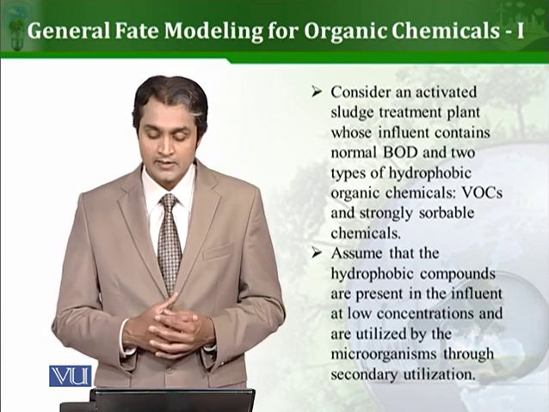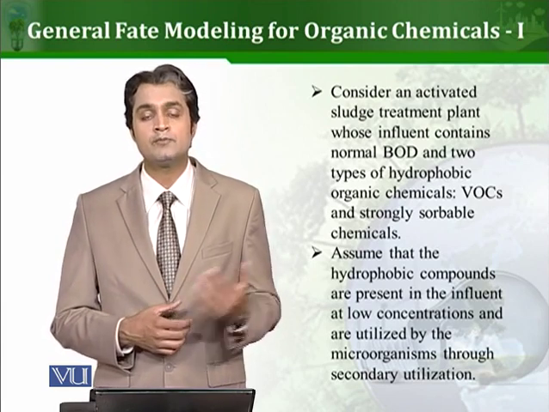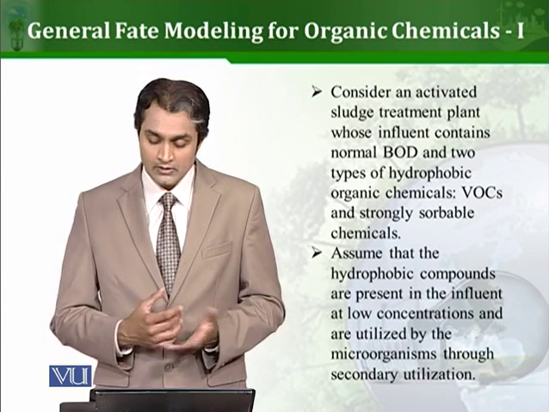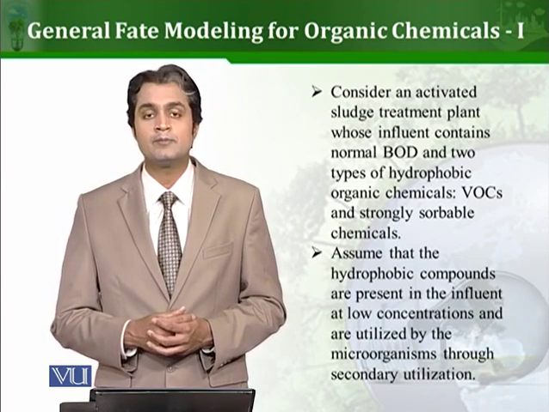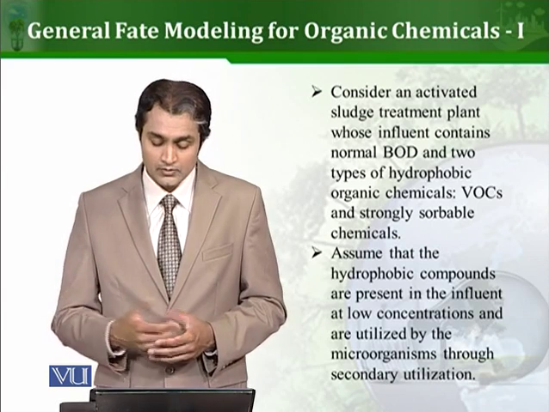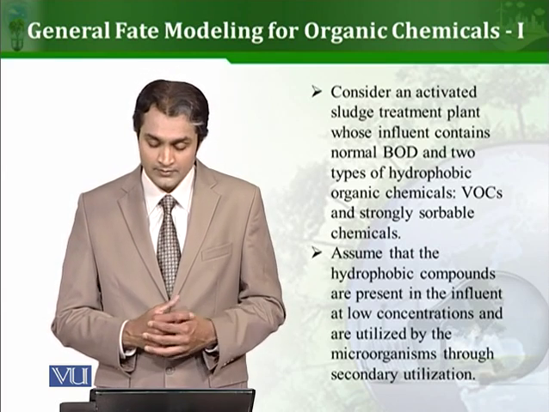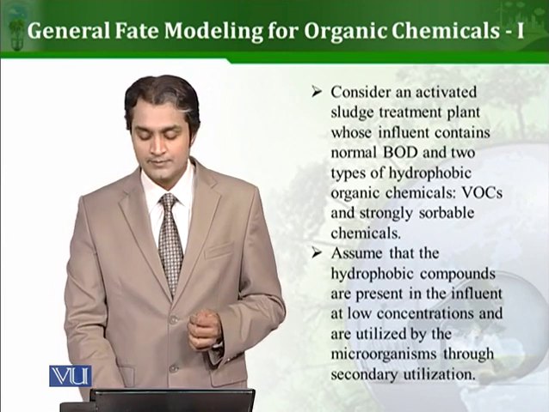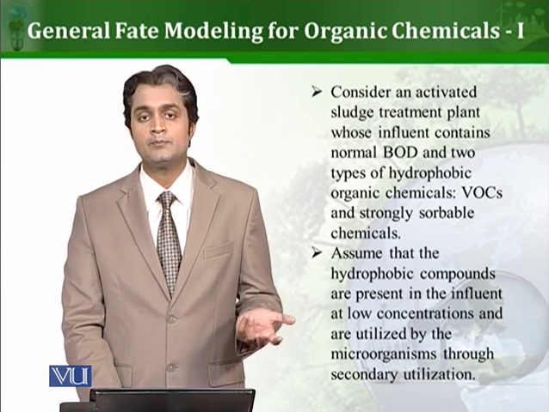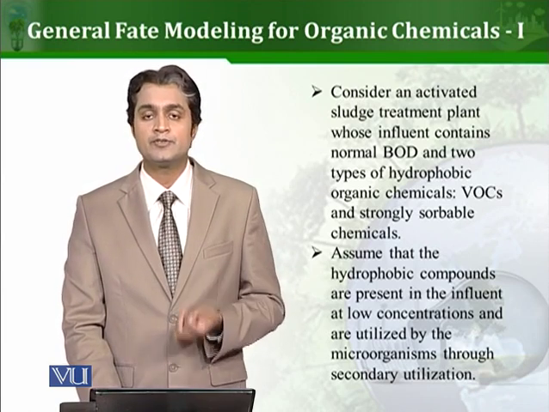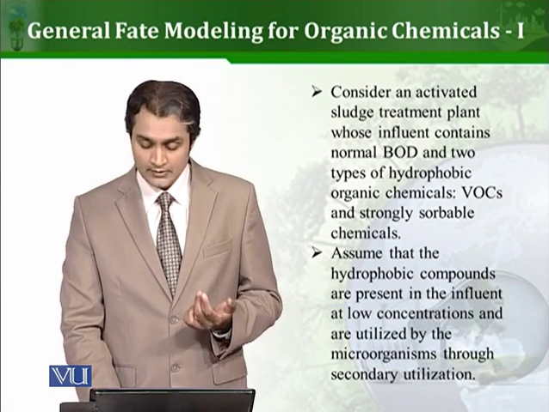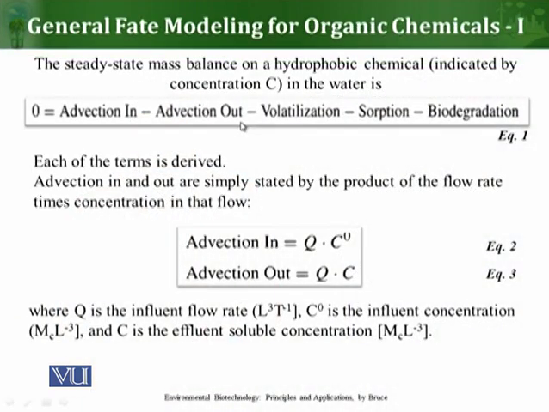So we are supposing that there is an activated sludge treatment plant whose influent has normal BOD and 2 types of organic compounds, volatile organic compounds and strongly sorbing compounds. Now assume further that these hydrophobic compounds are present in the influent at low concentrations and are utilized by the microorganisms through secondary utilization. The second assumption is that these are present in low concentration and can be utilized by microorganisms through secondary utilization. Co-metabolism and so on will come into that. So let's talk about the formula and the model here.